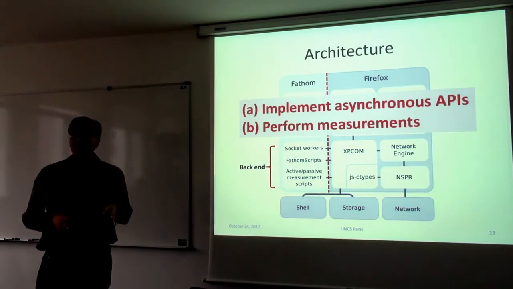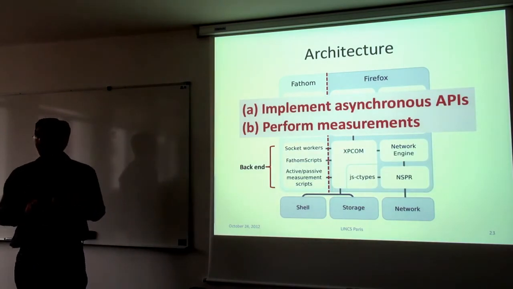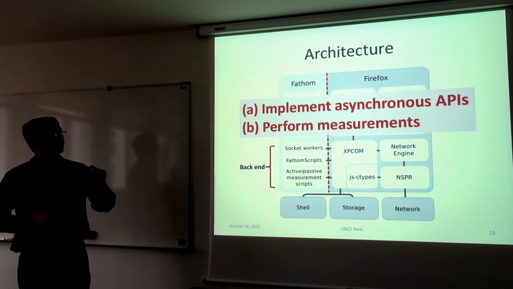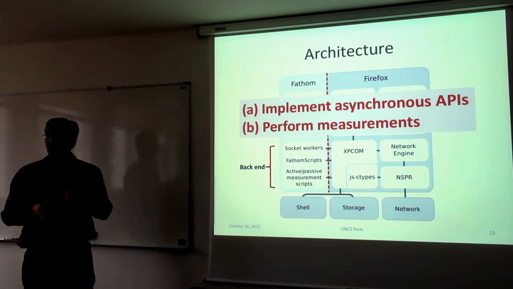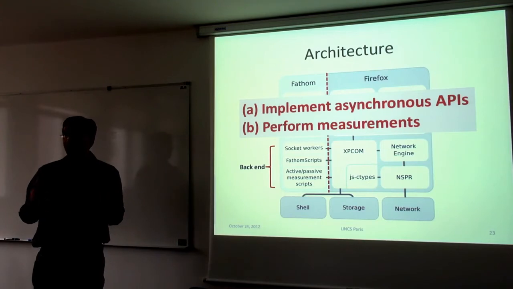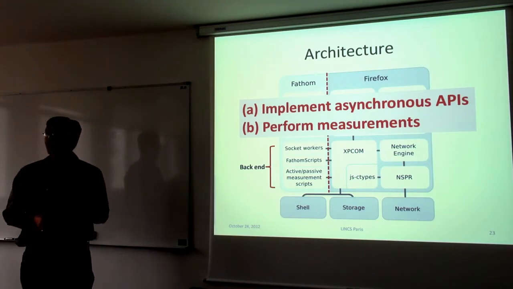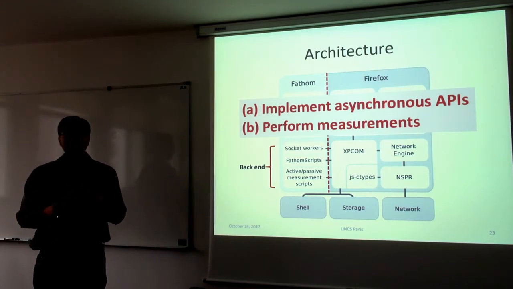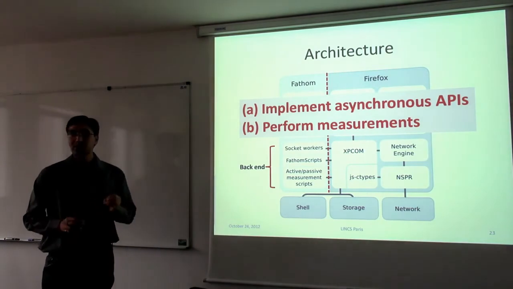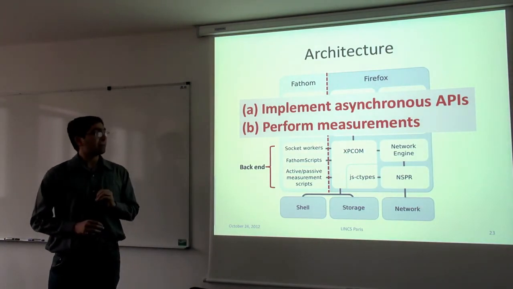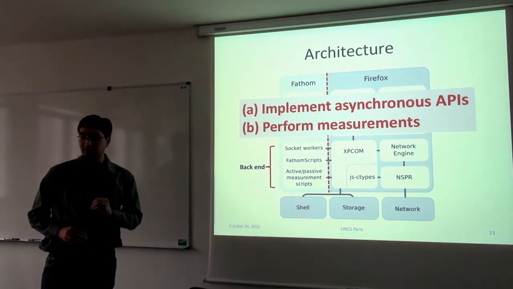The backend is actually responsible for implementing Fathom APIs and performing measurements. Now one of the key things that the backend must do is implement these APIs in an asynchronous manner. The browser's user interface and the extension's JavaScript share a single thread of execution, and any potentially blocking IO call made by the extension can render the browser unresponsive, and therefore it's imperative that all Fathom APIs are implemented in an asynchronous manner.